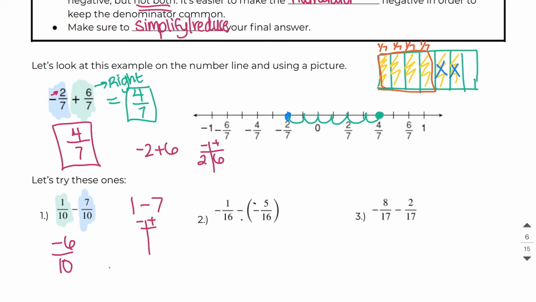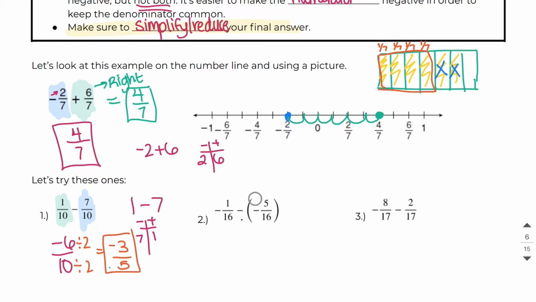Again, you can do the scoreboard, or you can just use the rules if you are comfortable with the rules. So here team positive got 1 point, team negative got 7 points, so team negative won by 6 points. Amazing. Now, last thing though is we have to make sure that we remember to simplify or reduce our final answer. So looking here, I can see that 6 and 10 are both divisible by 2. So when I divide 6 by 2, I get negative 3. And when I divide 10 by 2, I get positive 5. So my final answer here is negative 3/5.